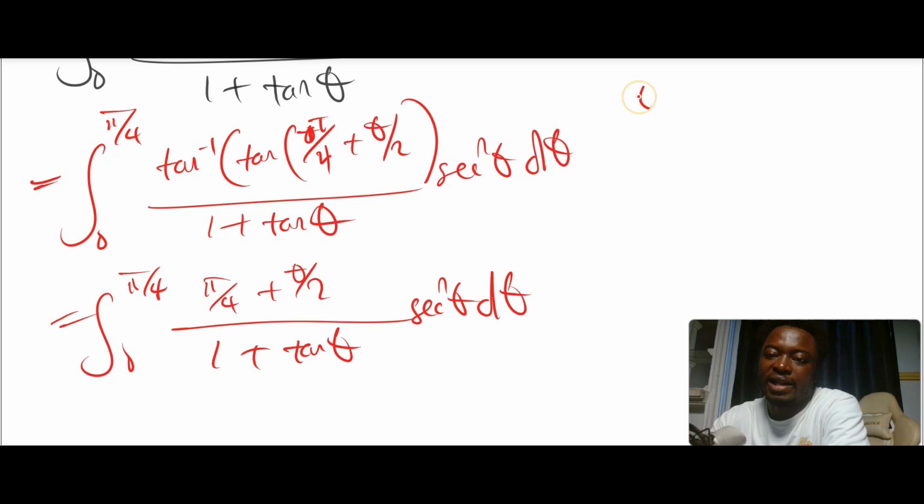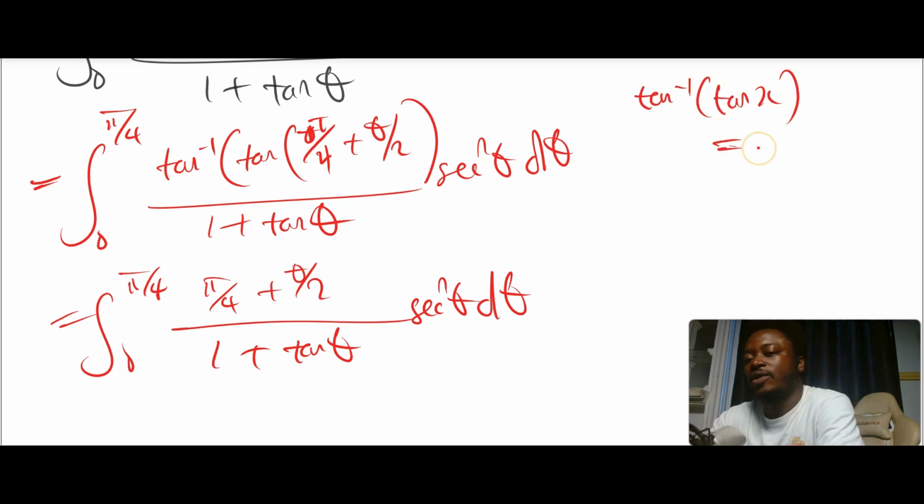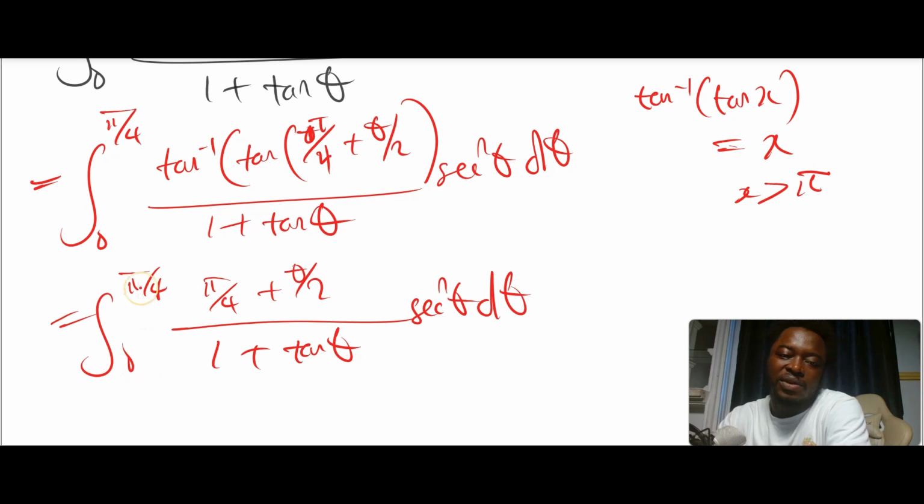And we have used the fact that tan inverse of tan of x is equal to x, although there are restrictions, especially when x is bigger than pi. Okay, there are restrictions, but we don't really have to worry about such things here because our integral is from 0 to pi over 4, and the argument, of course, is less than pi.